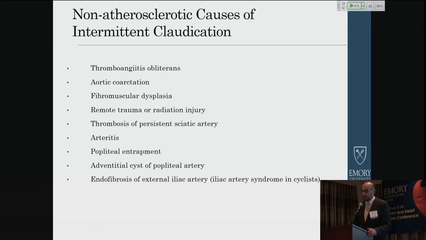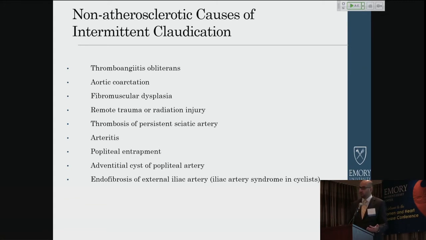Now, I want to just mention this briefly. Not all patients who present with lower extremity symptoms have a result of atherosclerosis. As we talk about women's vascular disease here, it's important not to focus on just the classic patient, the elderly smoker with high lipids. Lower extremity arterial disease can occur in the athletic, young, non-smoker patient.